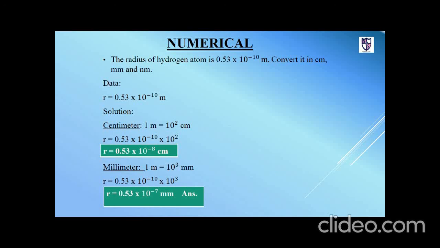For millimeter, 1 meter is equals to 10 cube millimeter. Means 1 meter is equal to 1000 millimeter. Multiplying 0.53 exponent minus 10 multiplied by 10 cube. Calculating exponents, minus 10 plus 3, it will be minus 7. So the answer is 0.53 exponent minus 7.